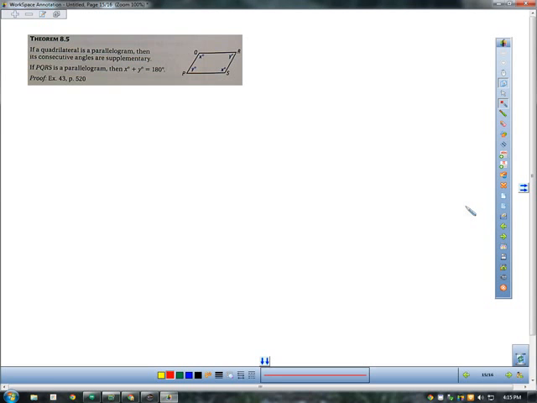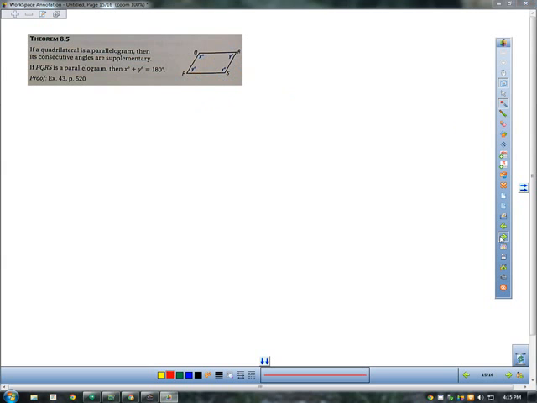Here's another rule, and I'm just packing on rules, and I need you to remember these. If a quadrilateral is a parallelogram, then consecutive angles are supplementary. Consecutive means one right after another. So x and y are consecutive. This x and y are consecutive. This x and y are consecutive. This x and y are consecutive. Because they're next to each other. They're not across. They're consecutive.